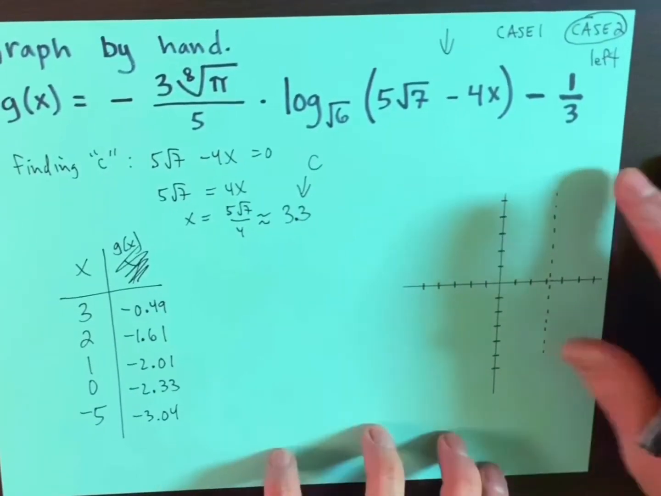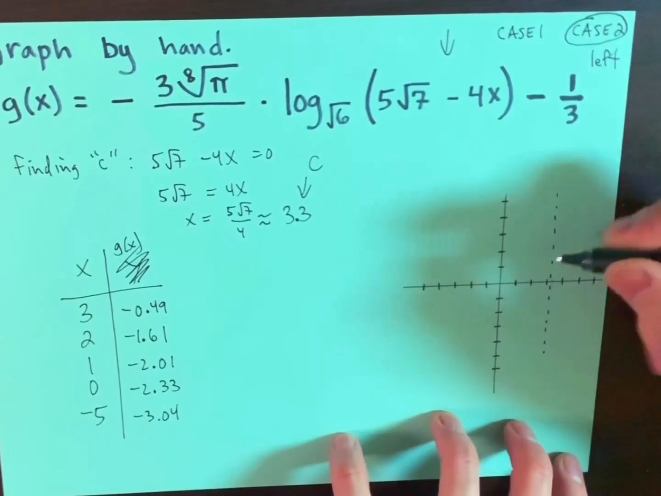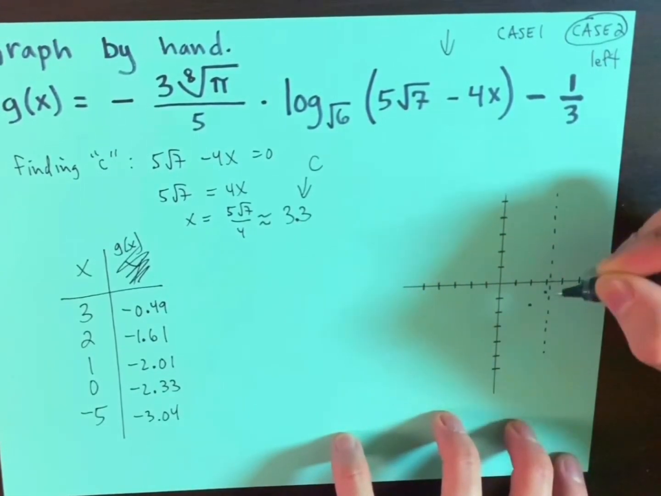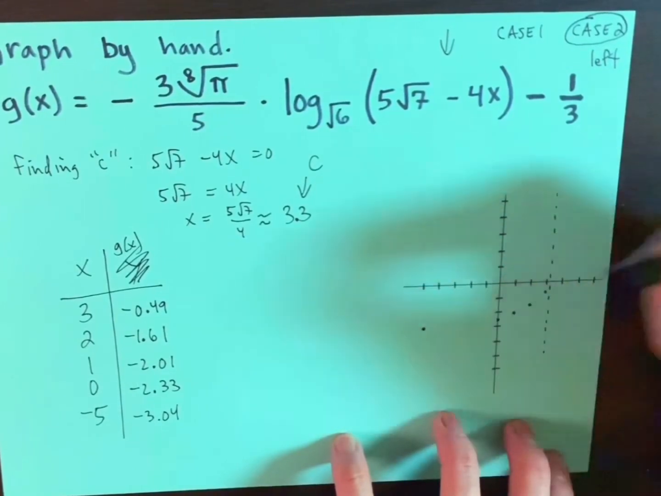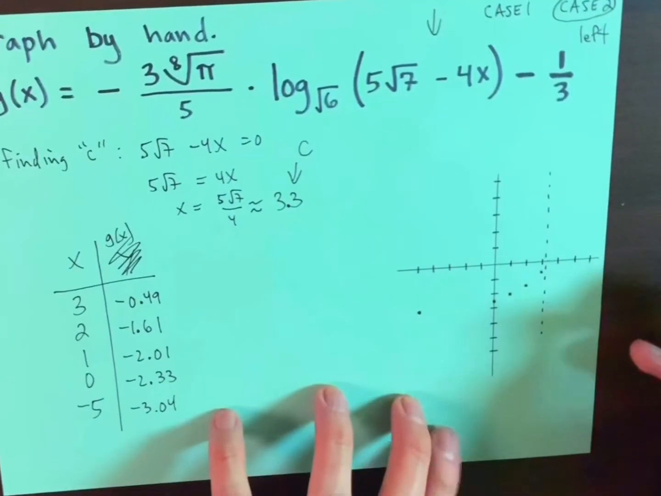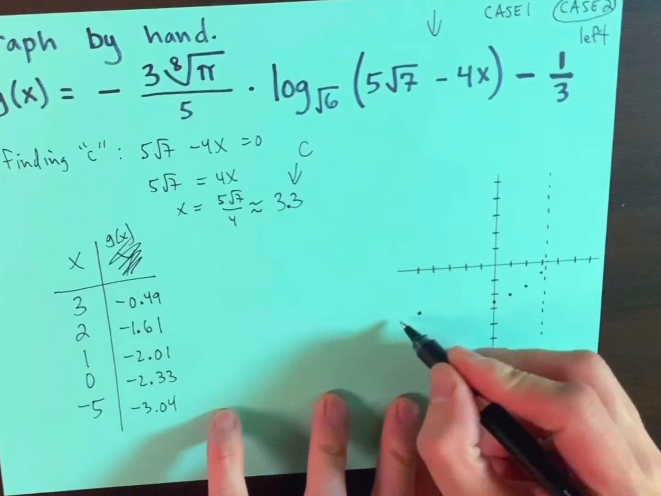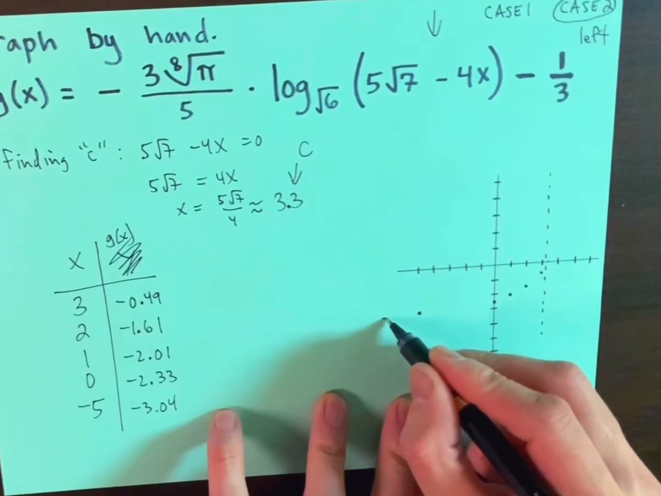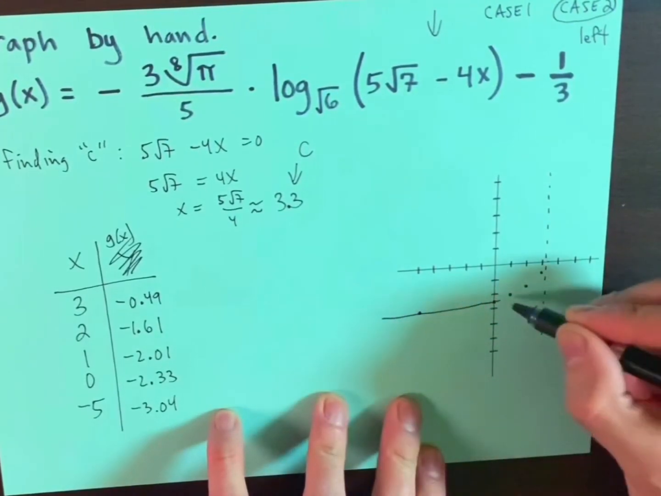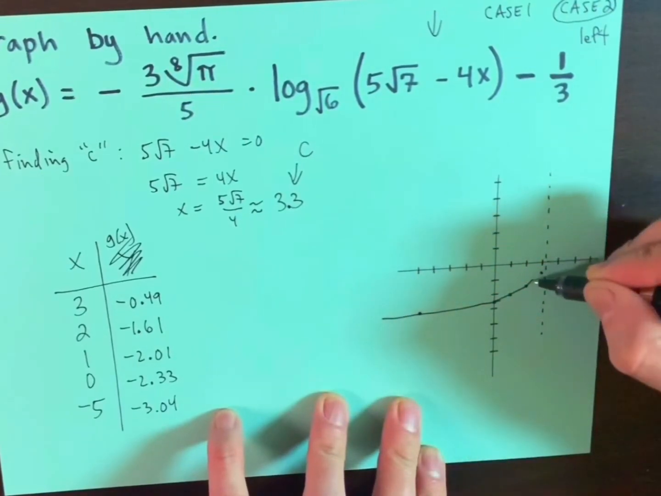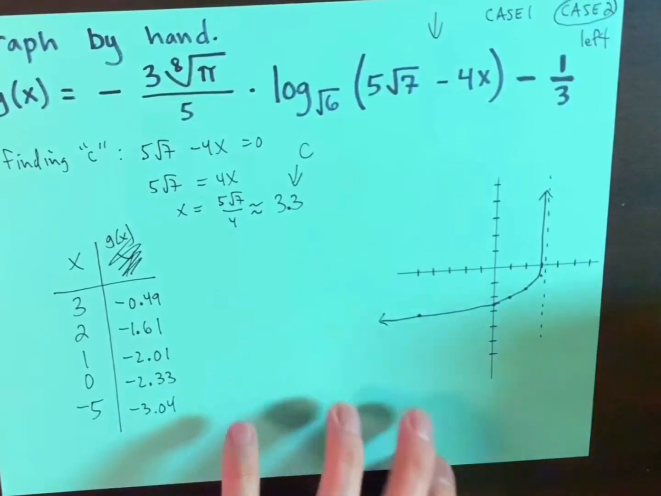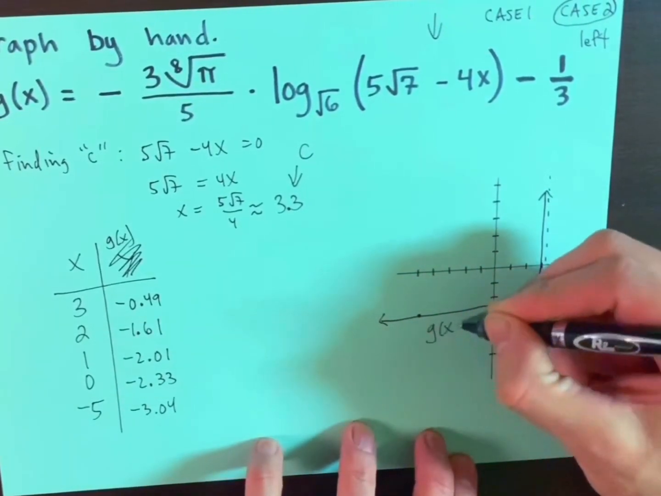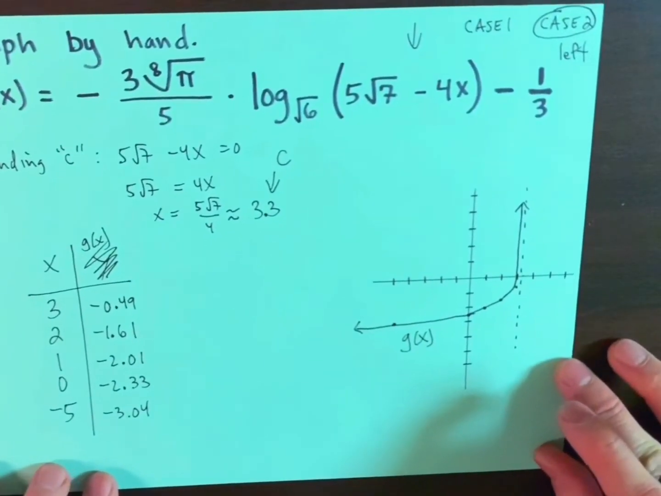And now we can plot these points. So the graph should look something to this effect. Put your arrows and call the graph what it should be called. Something like this will suffice.